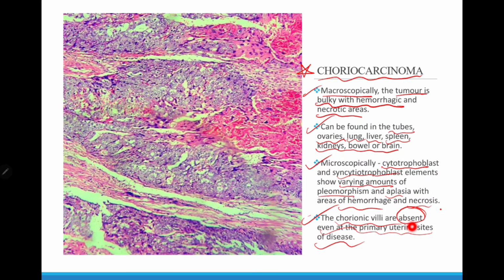So choriocarcinoma macroscopically is a bulky tumor with hemorrhagic and necrotic areas. It's found in many places like ovary, tube, lung, liver, spleen, etc. Microscopically we can see varying amounts of pleomorphism and anaplasia in the cytotrophoblast and syncytiotrophoblast with areas of hemorrhage and necrosis. The chorionic villi will be absent even at primary uterine sites of the disease.